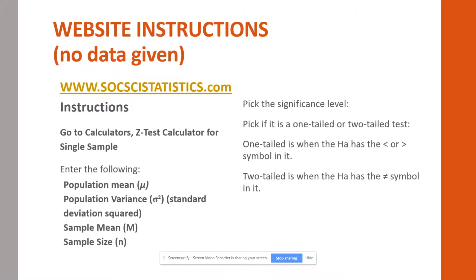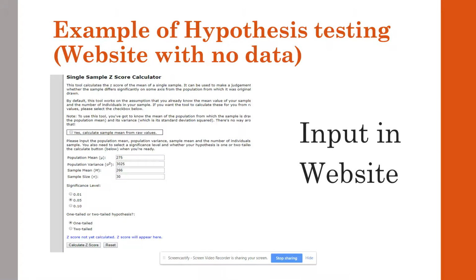If I'm using the website, again, here are the directions, but this is what I'm going to put in. I have no data for this website because it was given to me in the problem. When I say no data, I mean an actual set of data that you put in and get stuff from. We don't have that. You'll know because it's a list of data and it'll say, here's the data, this is what you need to use. So my population mean is 275. My population variance is 3025. Again, that's when you take the population standard deviation and you square it. My sample mean is 266 and my sample size is 30.